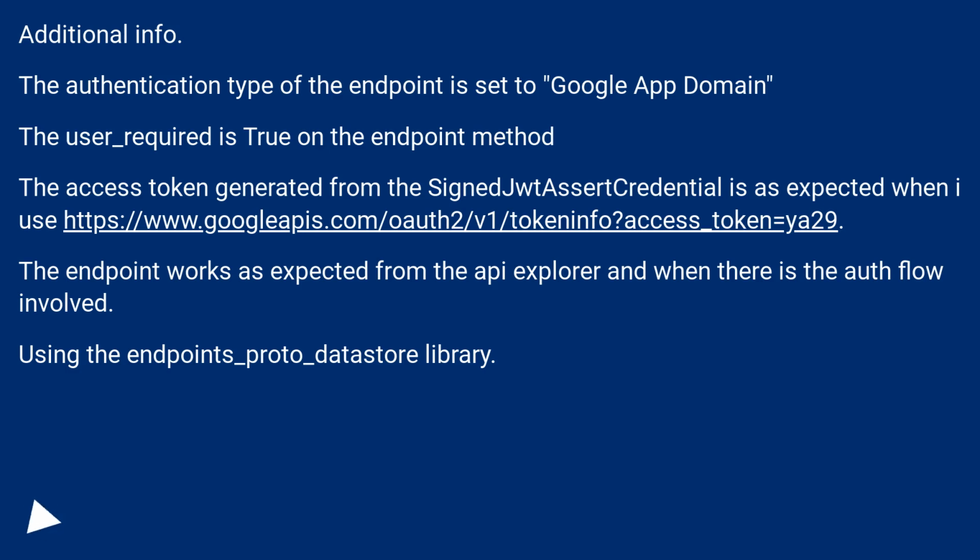Additional info. The authentication type of the endpoint is set to Google App Domain. The user_required is true on the endpoint method. The access token generated from the signature assertion credential is as expected when I use this URL. The endpoint works as expected from the API Explorer and when there is the OAuth flow involved, using the endpoints_proto_datastore library.